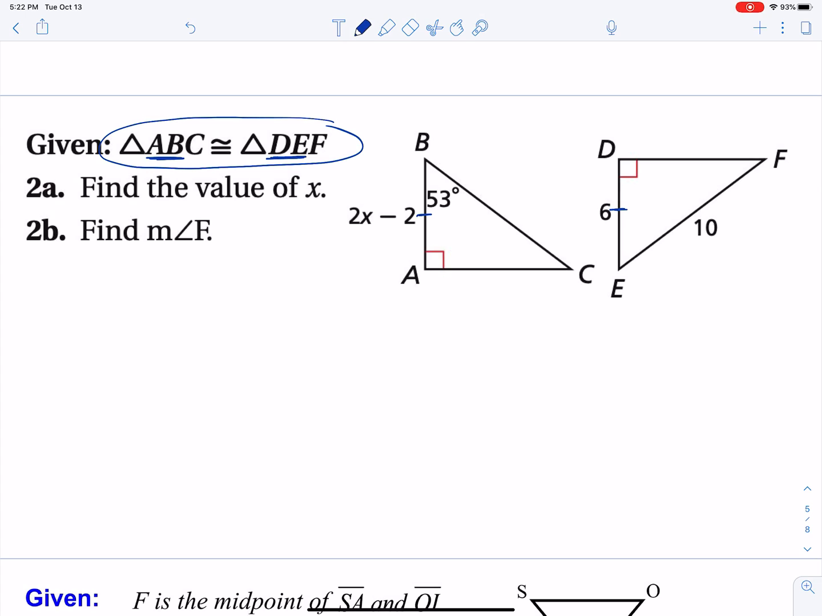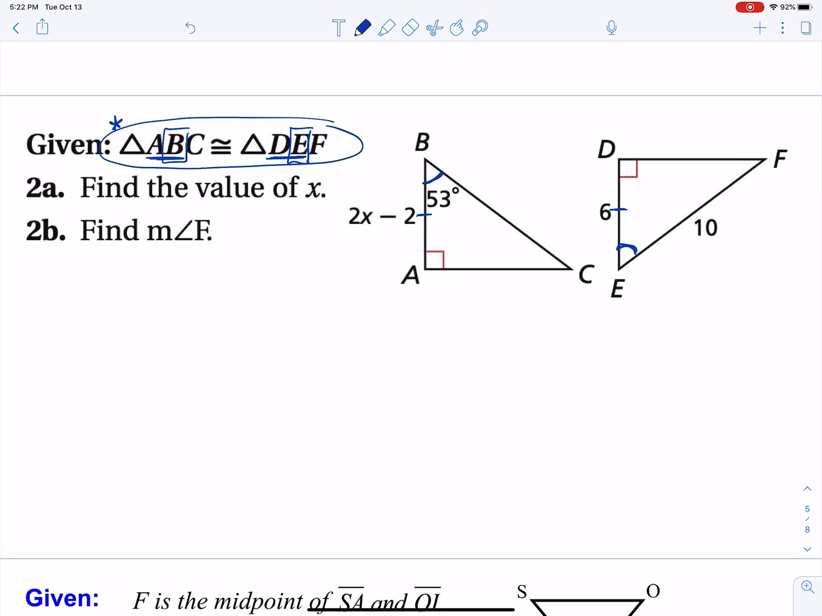I also notice angle B is labeled here as 53. Angle B corresponds with, let's look at our triangle congruent statement to match up corresponding, it corresponds with angle E. And so this is where the triangle congruent statement is really helpful, because sometimes our eyes deceive us and we might think that B matches up with F. Those might look like they're the same measure, but they're not. So we have to trust the given information.